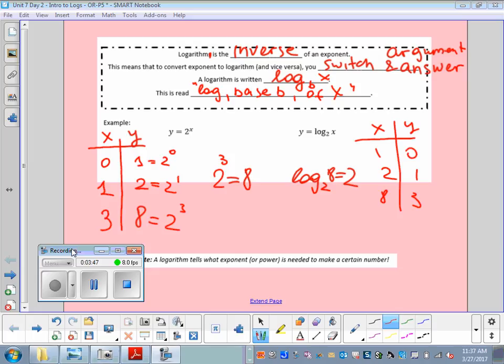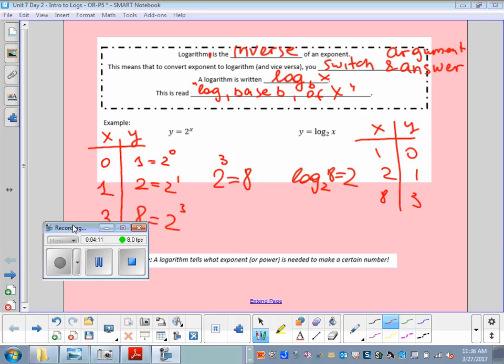I'm undoing what's done to 2. It's like multiplication and division are inverse operations. Addition and subtraction are inverse operations, right? They kind of undo each other. The definition of log is just that. It is the opposite or inverse of the exponent. And today we'll do a lot of different exercises to get you more comfortable with this.